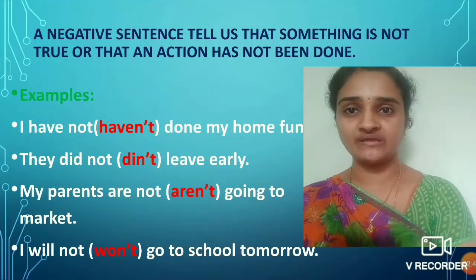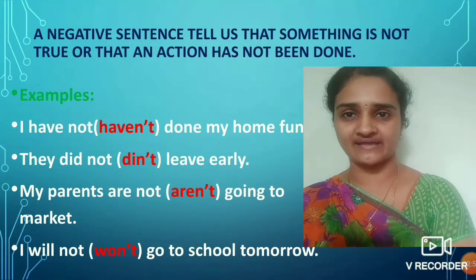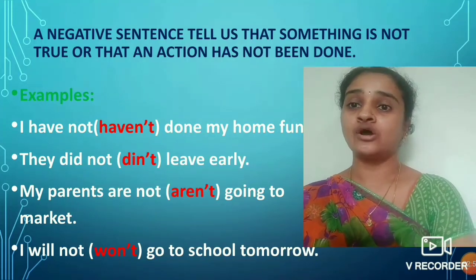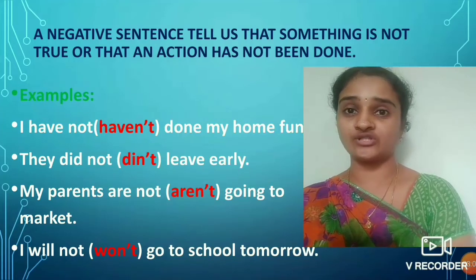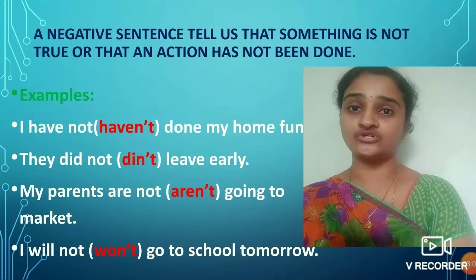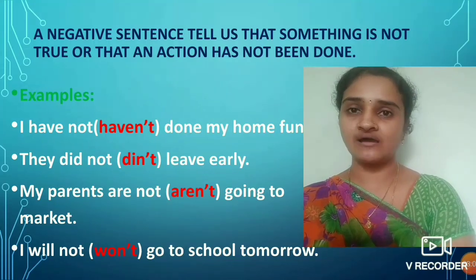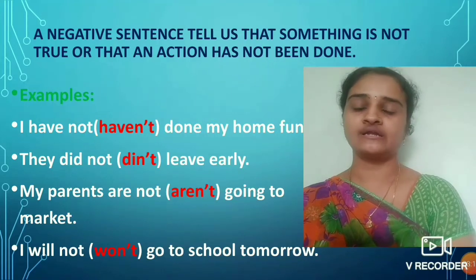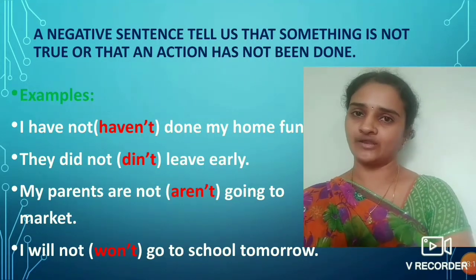So it can also be written as my parents aren't going to market. Now look at the last one, children. I will not go to school tomorrow. So it can also be written as I won't go to school tomorrow. Children, these are the short forms of have not, did not, are not, will not.